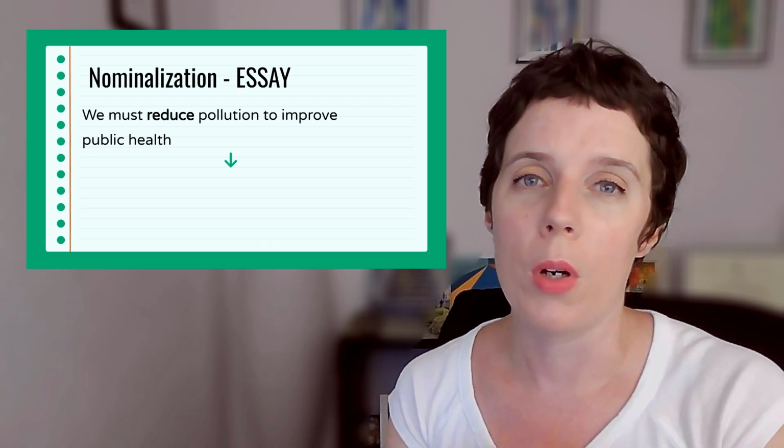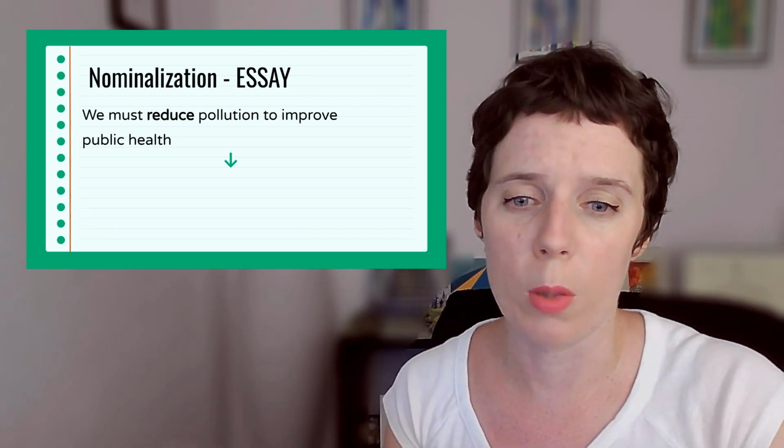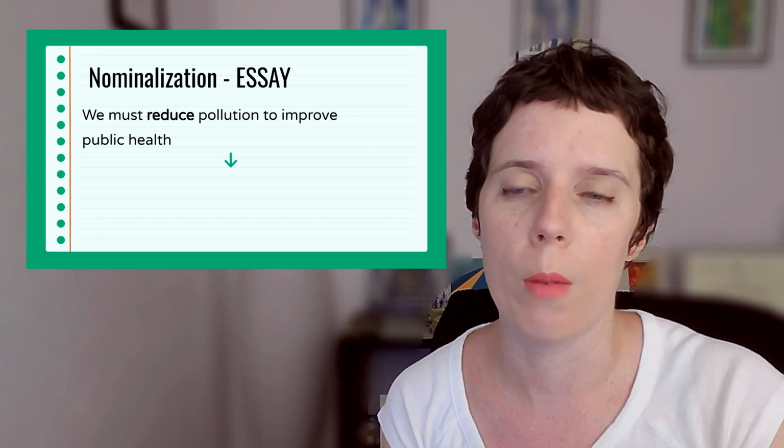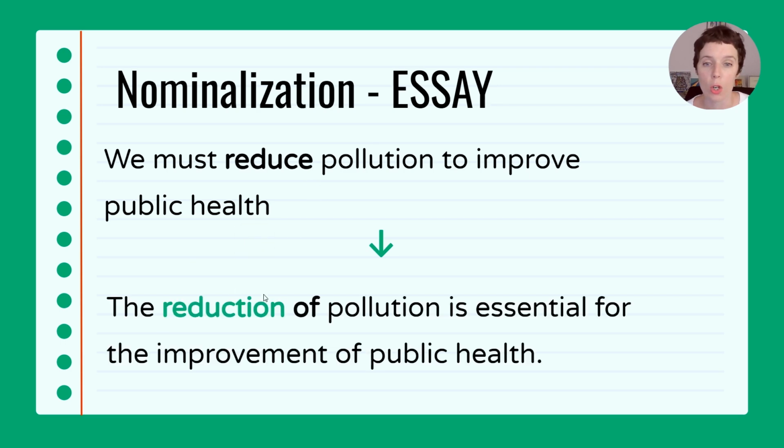But continuing on with our nominalization. So we said "We must reduce pollution to improve public health" is too informal. If we use nominalization to change reduce, the verb, into a noun, then it will instantly make it more formal. Okay, "The reduction of pollution is essential for the improvement of public health." You can see straight away how much more formal that is. The reduction of pollution instead of we must reduce pollution. We've got that word essential there as well instead of must.